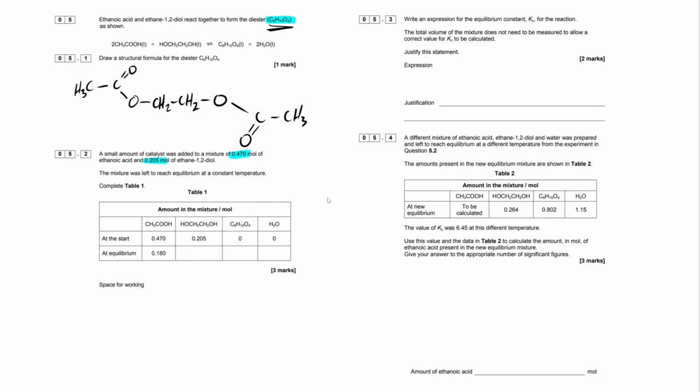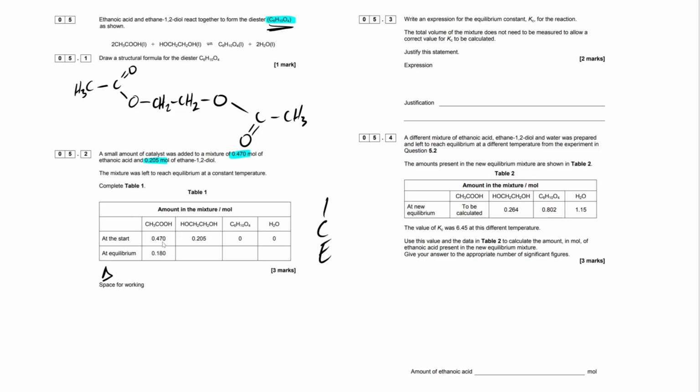So normally what you do is ICE tables, okay? ICE tables, in my opinion, are the way to go, though you can do this however you want. So I being initial moles, C being change in moles, E being equilibrium moles, okay? They've sort of done the I and the E for us already, so I'm just going to chuck in a C here. I'm just going to call that delta for a change, just to make it a bit quick on the notation side of things.